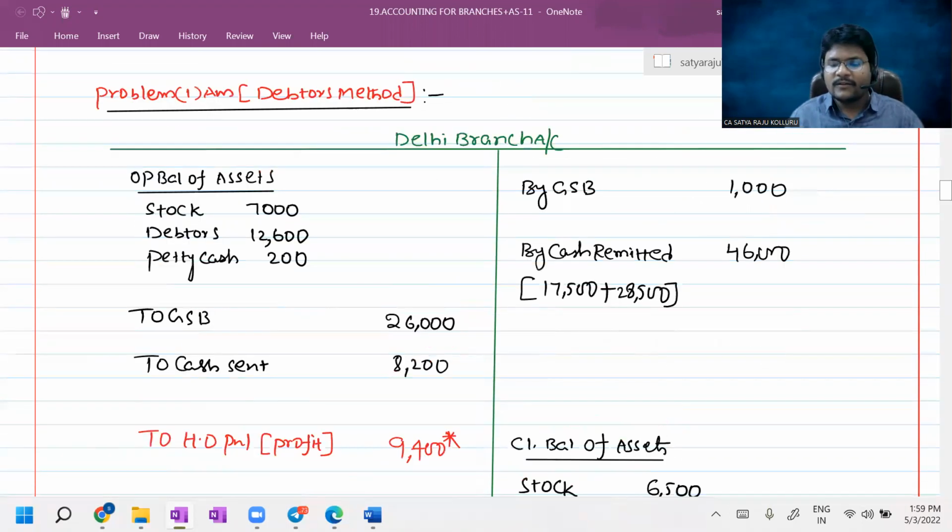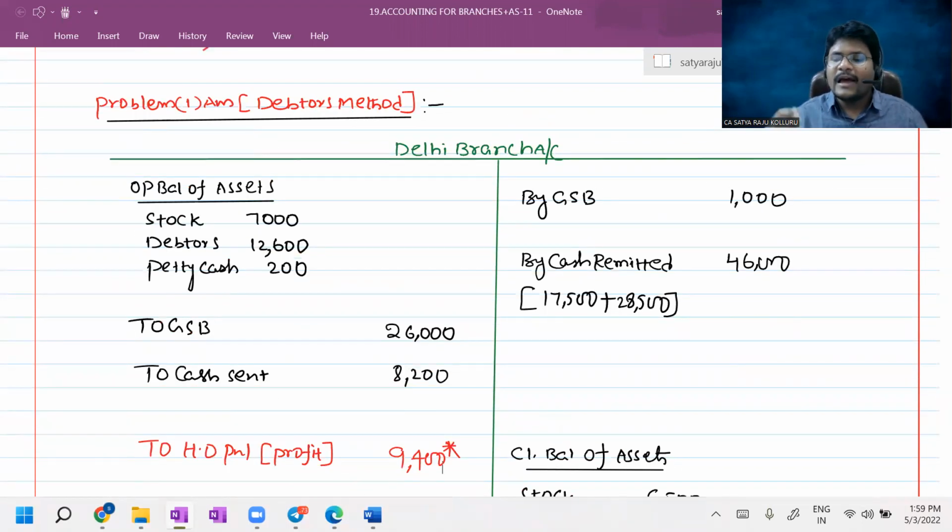That's it, guys. This is with respect to the debtors method as well as the problem based on the debtors method. So in the next session, we are going to take up the stock and debtors method as well as the final accounts method. The stock and debtors method is a little bit cumbersome, and I'll take up problem number 1 simultaneously once that particular method is completed. Until then, bye, have a nice day.